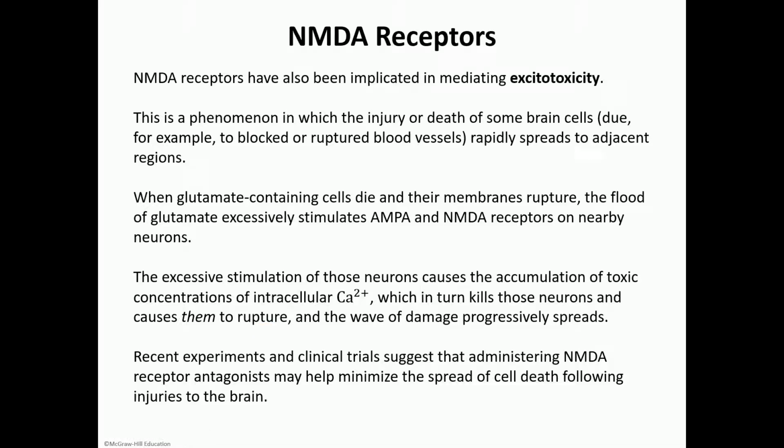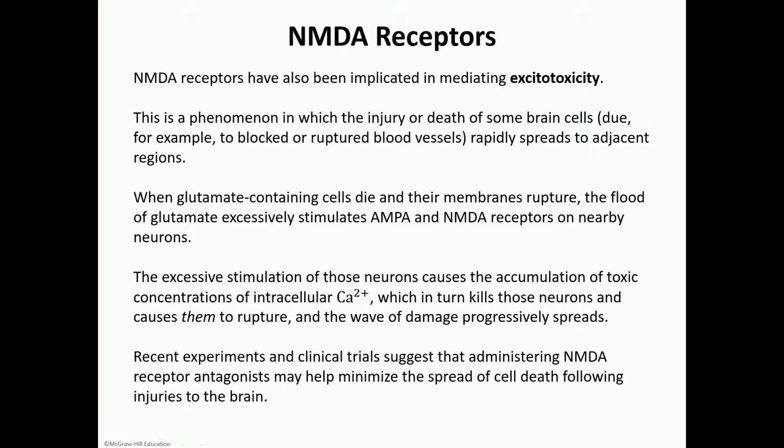Those stroked, dead neurons release the glutamate, and that glutamate is going to overstimulate the NMDA and the AMPA receptors in the neighboring cells that are healthy. But because of the overstimulation, lots of calcium enters into these healthy cells, killing them, and then these cells rupture and release their glutamate. It's kind of like a domino effect, and that domino effect is known as excitotoxicity.